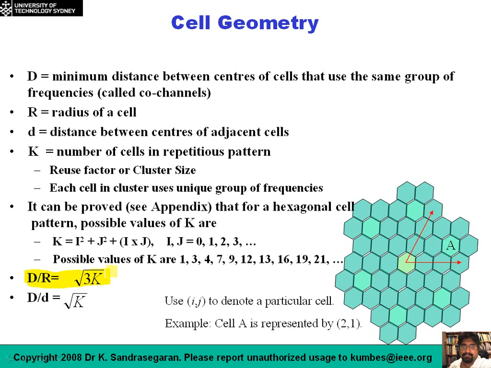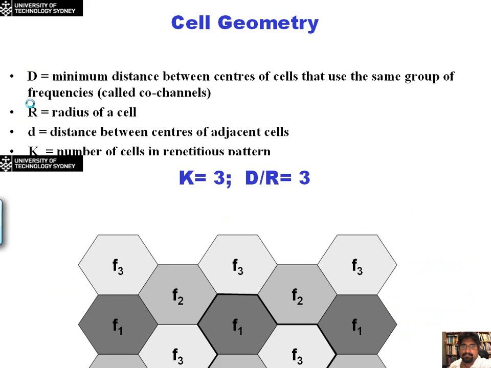The capital D here refers to the distance between centers of cells in which the frequency is reused. So the distance between centers of co-channel cells is this capital D. The R is the radius of a cell. This ratio, D over R, is an important ratio. It is used later on. We'll see how it is used to measure the carrier to interference ratio of a cell.